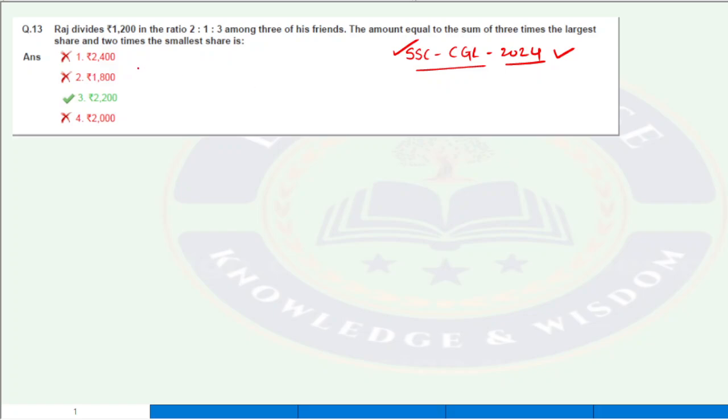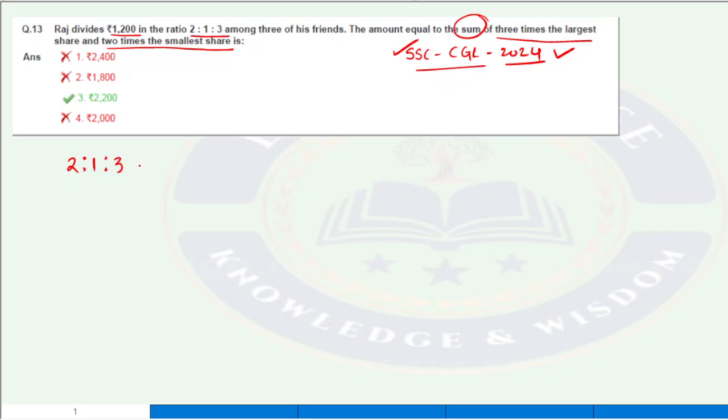The question says, Raj divides 1200 rupees in the ratio 2:1:3 among three of his friends. He is asking for one sum, and that sum is three times the largest share and two times the smallest share. Okay, let us distribute the shares.